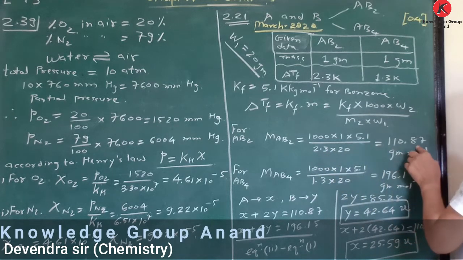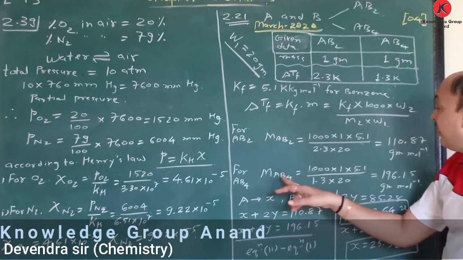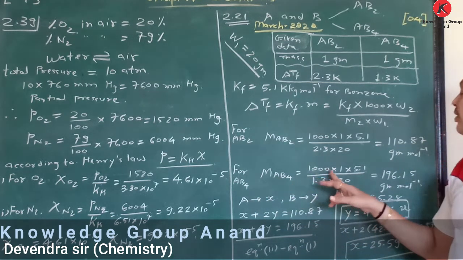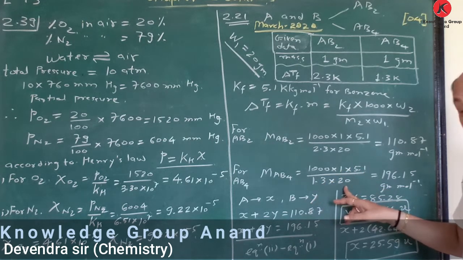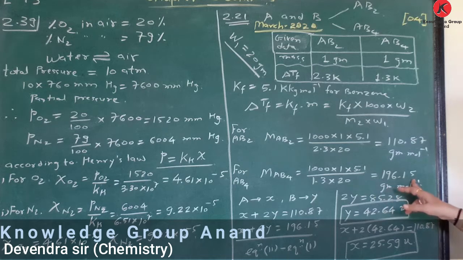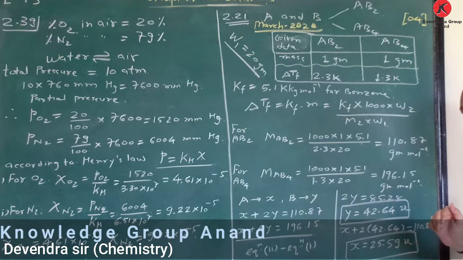So 110.87 grams per mole. For AB4, the molecular mass of AB4 is equal to 1000 into 1 into 5.1 divided by 1.3 into 20. So you get 196.15 grams per mole. Now you see, this carries 2 marks and this carries another 2 marks. So 2 plus 2, 4 marks is there.